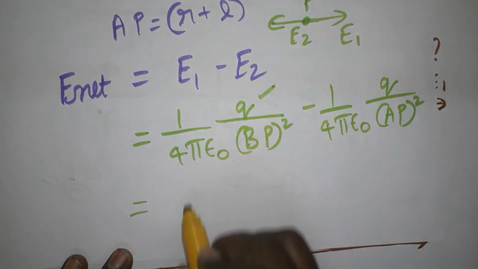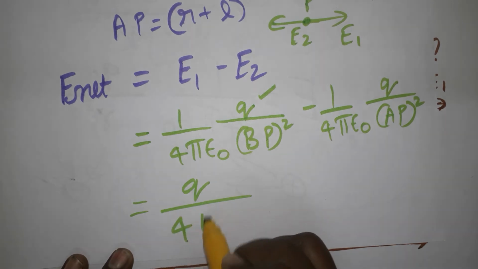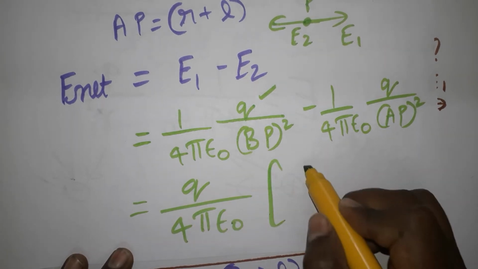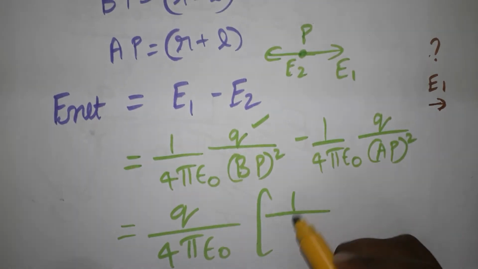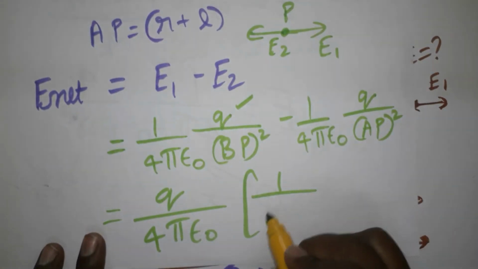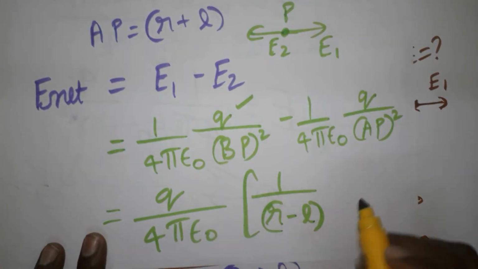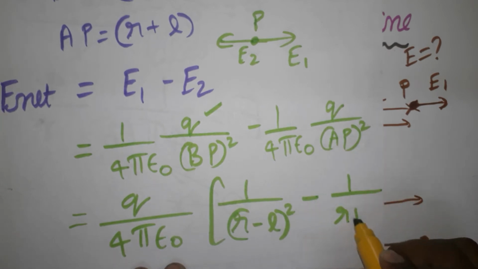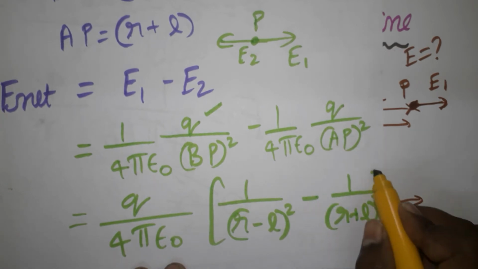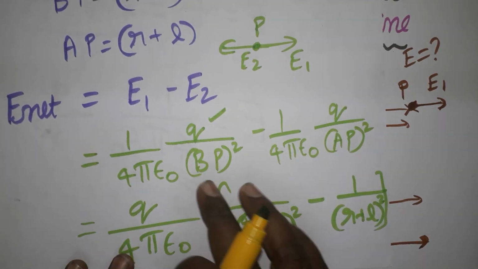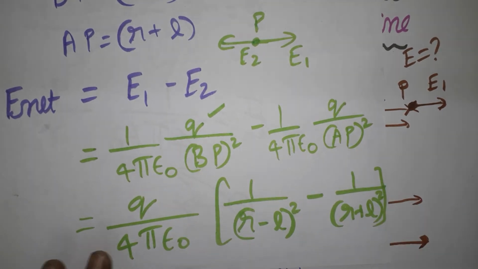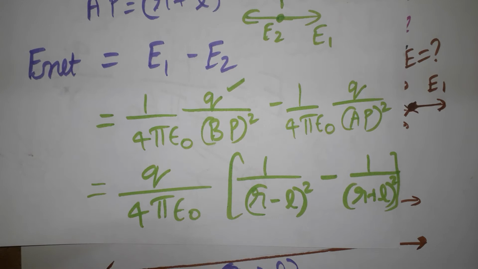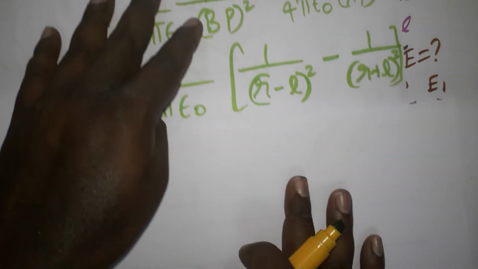So Q divided by 4 pi epsilon naught common, the bracket 1 divided by BP square. BP will be R minus L, so R minus L whole square, minus 1 divided by AP square, R plus L whole square. Because I have taken common outside, I am just substituting what BP and AP are. Now I am going to do the simplification.